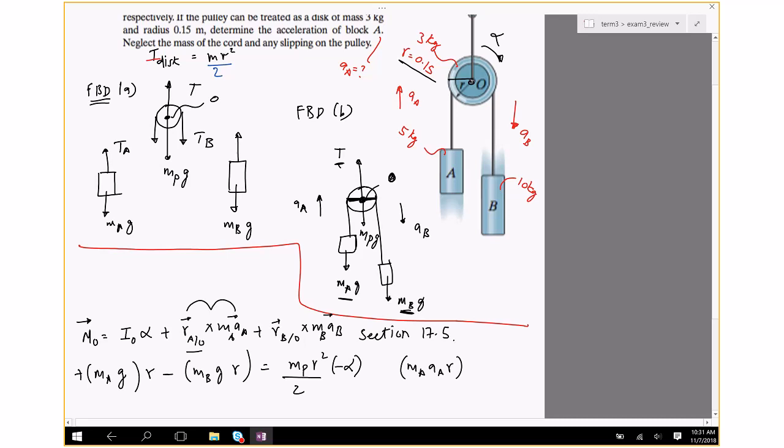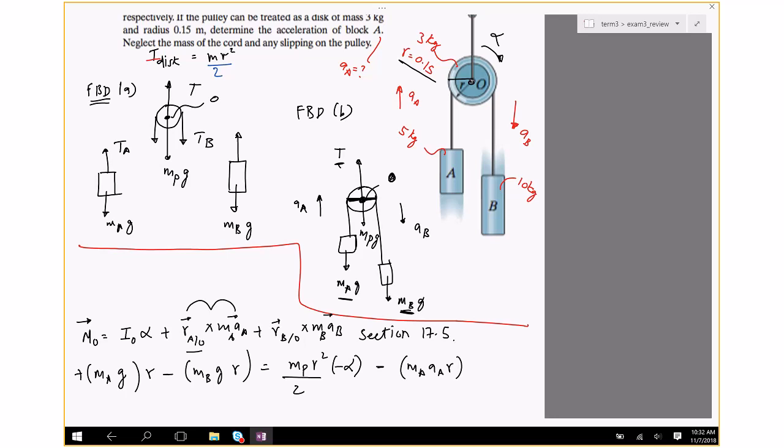The way to do this is M_A times a_A, think of that like a force, and since acceleration is upwards, that force is upwards. We need to take the moments of that force about the point O. It's going to cause a clockwise moment, and so I've put a negative sign. Again, think of this mass times acceleration as a force. That force is upwards because A is moving upwards. About point O, that force is going to create a clockwise torque, so put a negative sign.